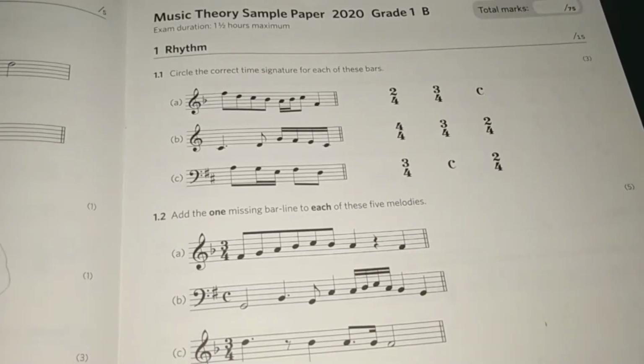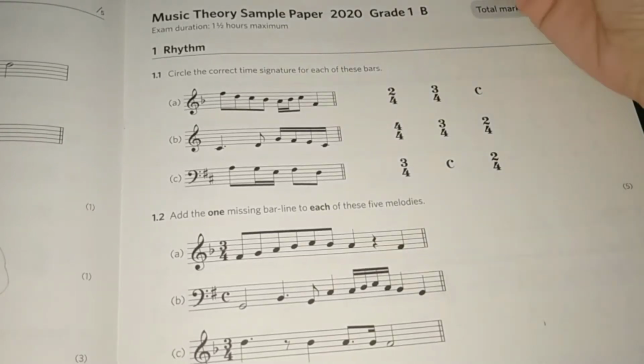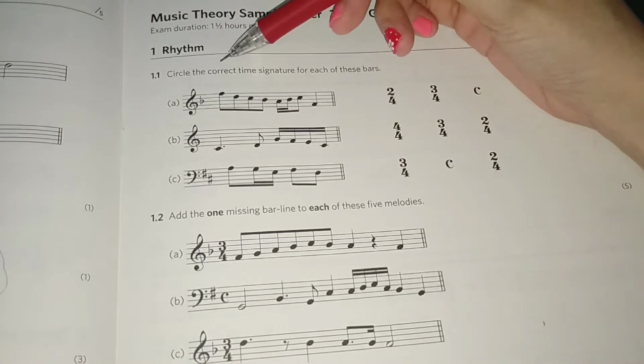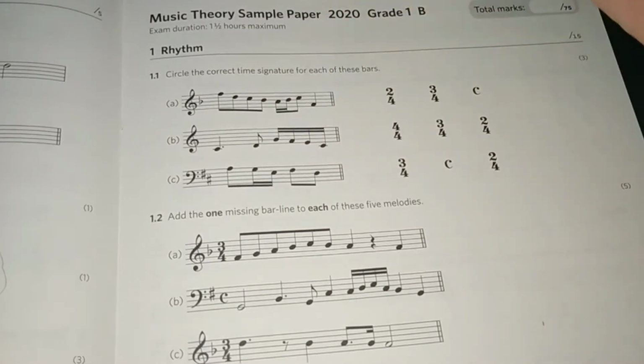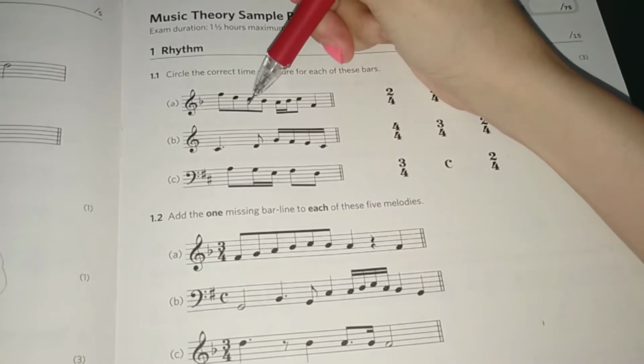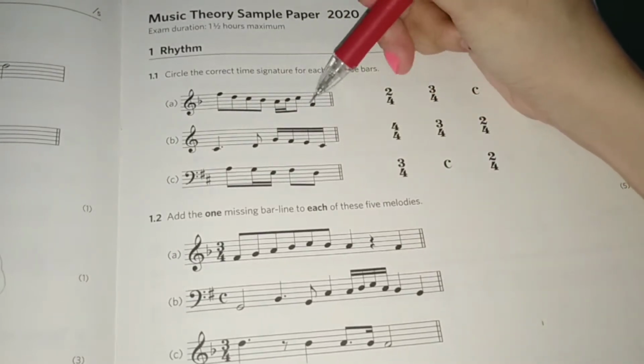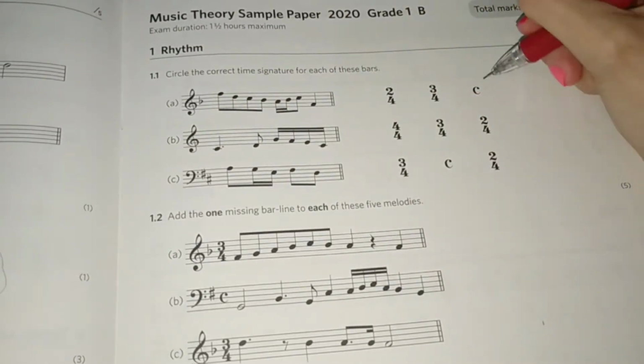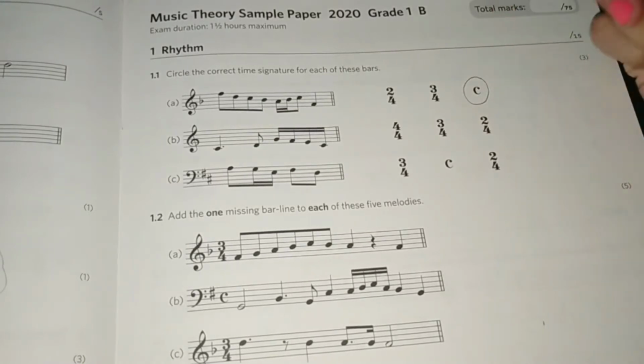Today we are going to do paper B. So let's start. First question, circle the correct time signature for each of these bars. So we need to count here. 1, 2, 3, 4. This will be 4, 4. 4, 4 is also a C.